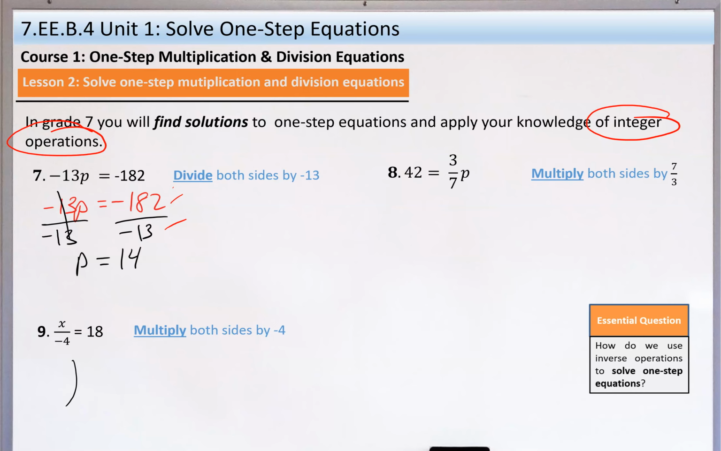All right, 42 equals 3/7 times some number p. Again, we want to multiply by the reciprocal of 3/7, which is 7/3. We've gotten rid of the coefficient 3/7. Now all we have is 1p, which is what we want. 7/3 times 42. I'm going to simplify before I multiply. I'm left with 7 times 14, which gives me 98.